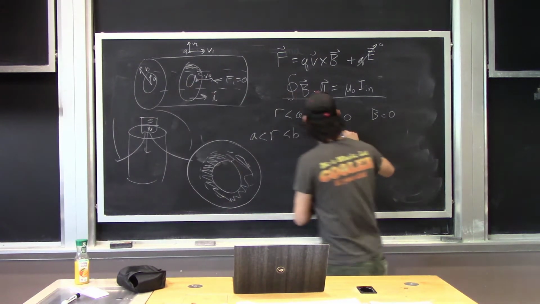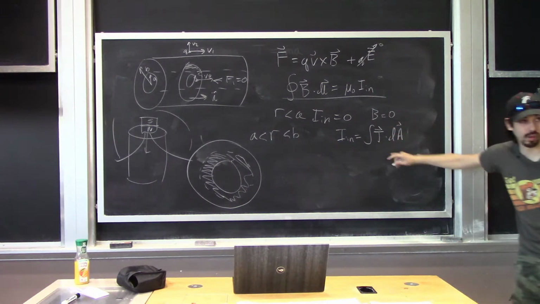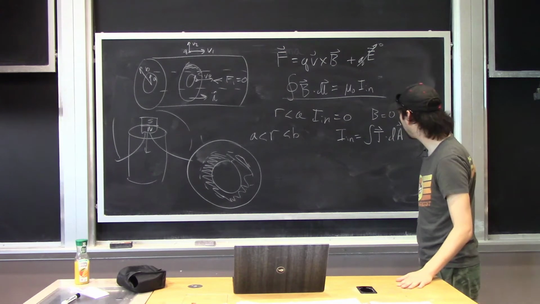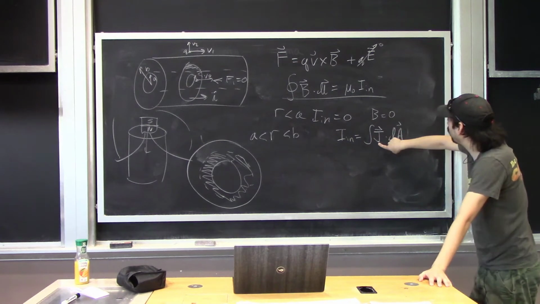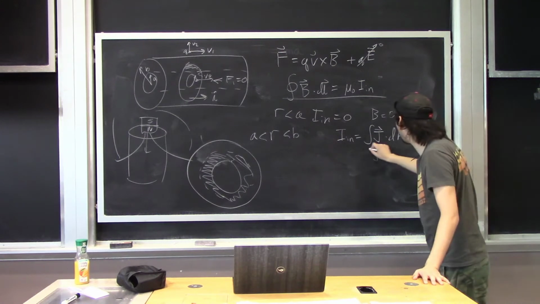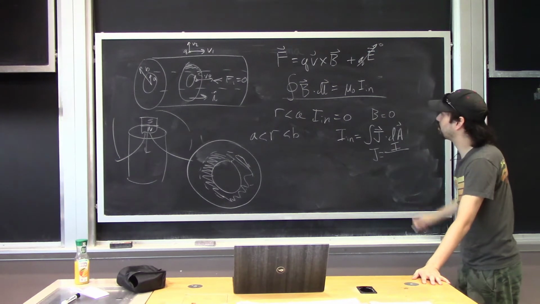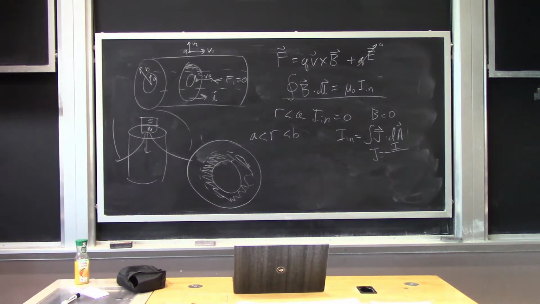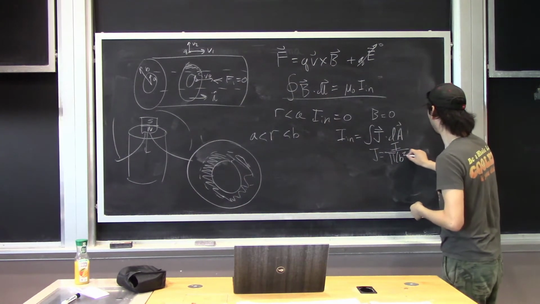And so what we need to do here is say that I_in is going to be equal to the integral of J dot dA, right? We remember this from when we were doing our circuit analysis and talking about the microscopic form of Ohm's law. So we need to figure out what J is. J, by definition, is just the current density. So J is going to be equal to the total current, which in this case is I, divided by the total area that the current flows through. So what's the total area? This is going to be pi times (b squared minus a squared).